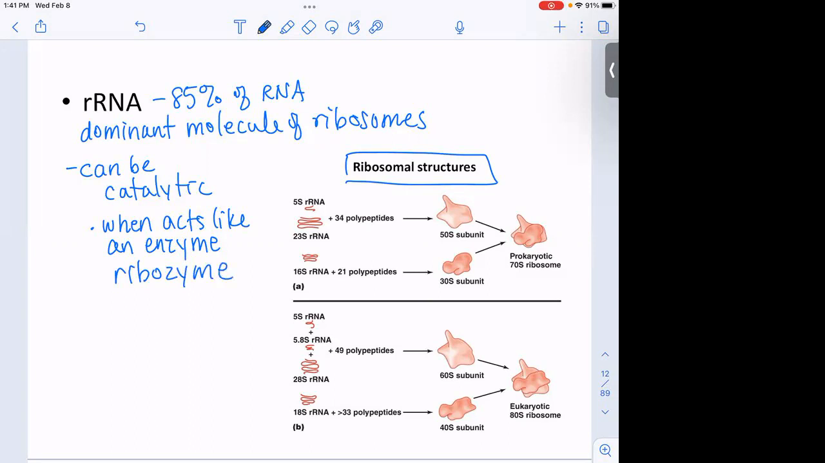And so ribozymes are catalyzing a lot of aspects of protein synthesis, like peptide bond formation and the cleaving of peptide bonds as well. Okay, good. So again, all the RNA is going to be made by transcription, and we'll talk more about that probably later today.